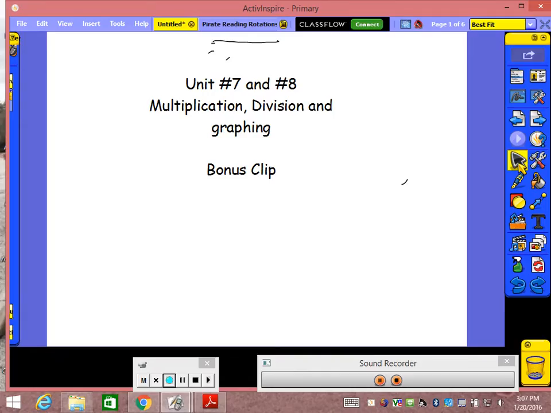You're also going to see problems like 10 times blank equals 30. You need to use your knowledge of your tens facts to fill in the missing blank. You can also use your knowledge of division to help you solve a problem similar to that by knowing the related facts. What I mean by related facts would be 6 times 4 and 4 times 6 both equal 24, but you also need to know the division counterpart to that. 24 divided by 6 equals 4, and that would be part of knowing the related facts.